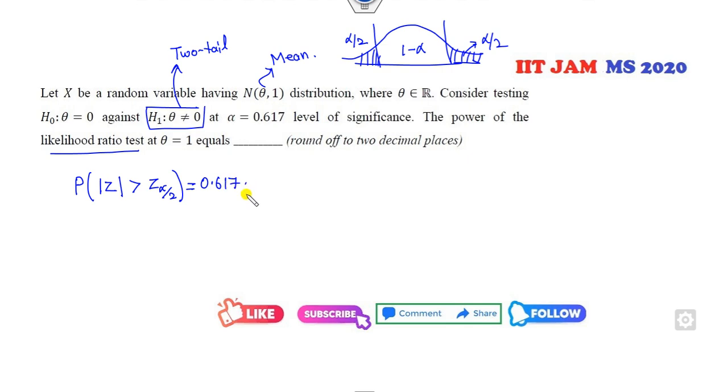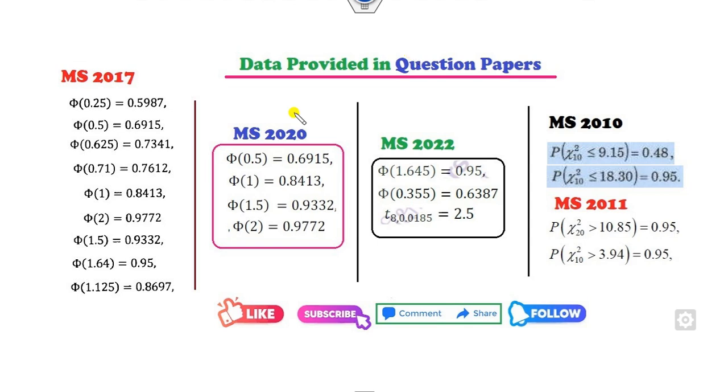Fine. Now, what does it mean? So you have at the point theta is equal to 1. Fine. There is no issue. So what is the value given to you? If you look at the first page of your question paper, you will get this value, Statistics MS 2020. Now out of this you can see which pair you can combine.